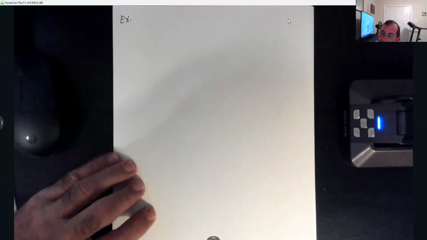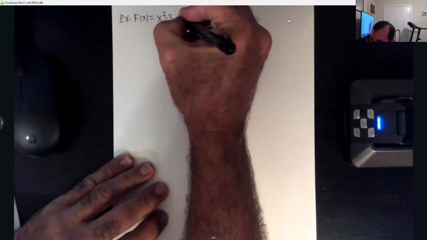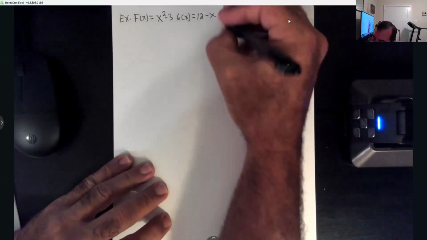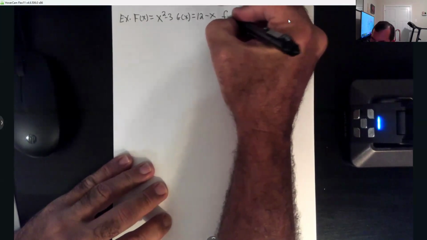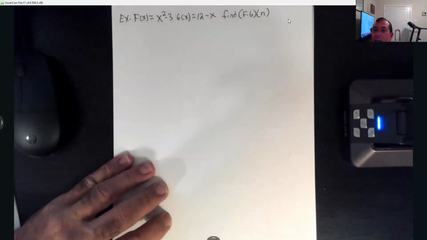All right, y'all, let's see here. Let's try one where they throw a little bit of a curveball at us. And I'll see what y'all actually put into my parentheses, okay? So this one, they're giving me f of x equals x squared minus 3. My g of x equals 12 minus x. So they want us to find f times g of n.